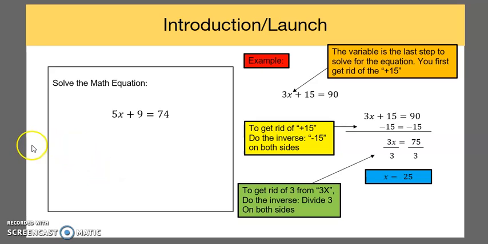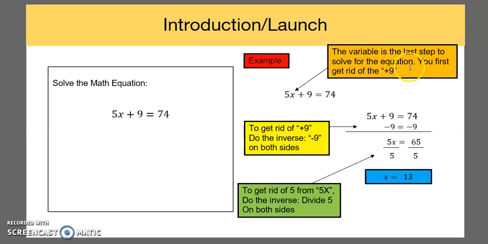Now I'm going to go on to the next slide, and we're going to look at how to solve the 5x plus 9 is equal to 74. So when looking at the 5x plus 9 is equal to 74, still following the same format, we want a verbal explanation and written explanation as well. The variable is the last step.